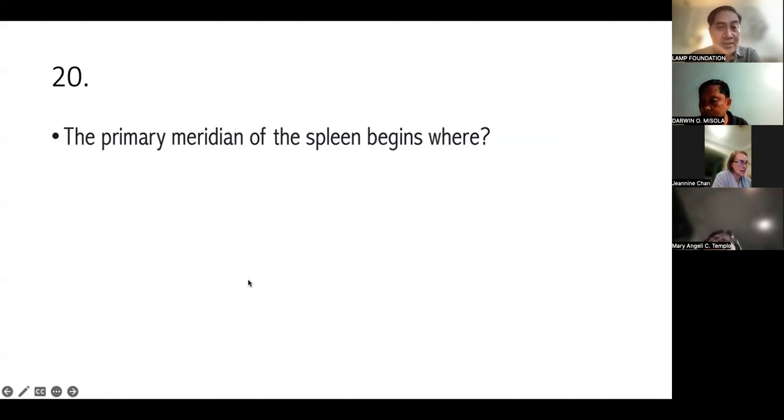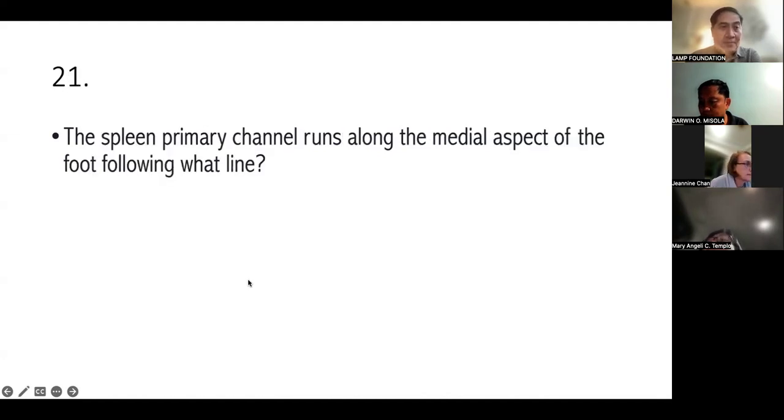Lateral side of big toe. You should be very specific. Lateral side of big toe. Lateral, dyan yung ibang channel.